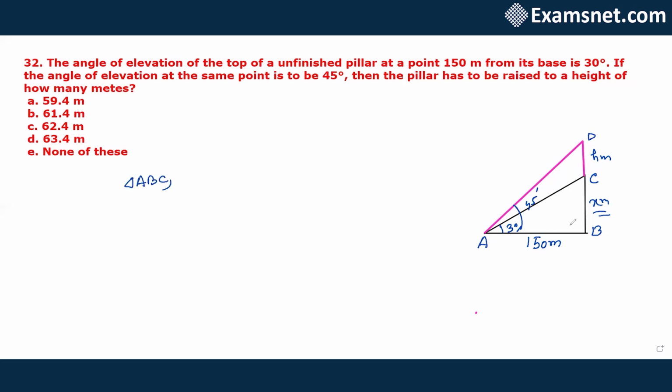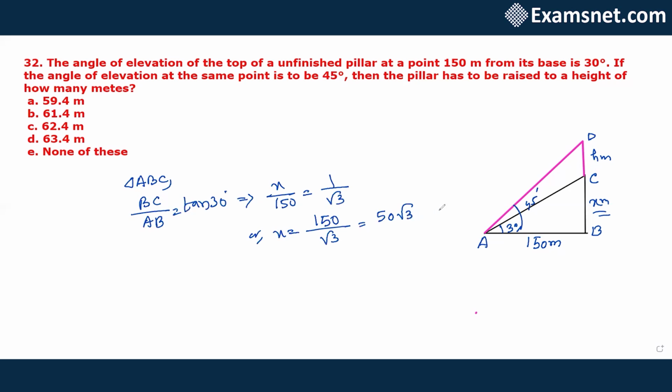Then BC by AB equals tan 30 degree. So it will give us x by 150 equals 1 by root 3. From here, I can find the value of x as 150 by root 3. After the rationalization, I can say 50 root 3. Let's name it equation number 1.